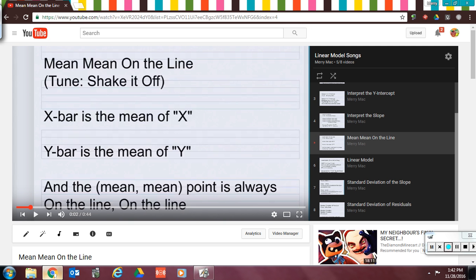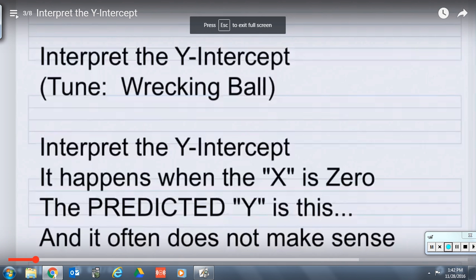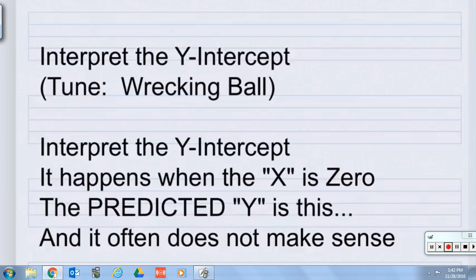Now, here comes the song that goes to interpret the y-intercept. Interpret the y-intercept. It happens when the x is 0. The predicted y is this. And it often does not make sense. Interpret the y-intercept. It happens when the x is 0. The predicted y is this. And it often does not make sense.